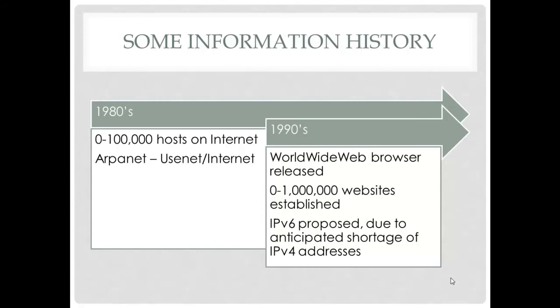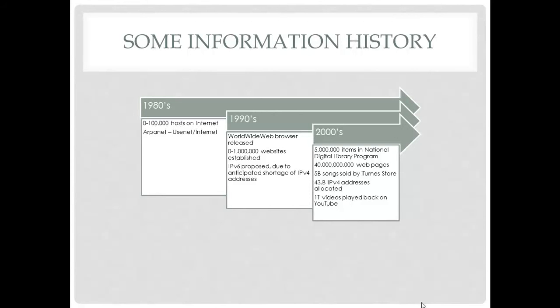In 1998, VoIP, or Voice Over Internet Protocol, becomes available. MP3s were introduced. Google is founded. And IP version 6 is proposed and established due to an anticipated shortage of IP version 4 addresses. Moving then to the 2000s.